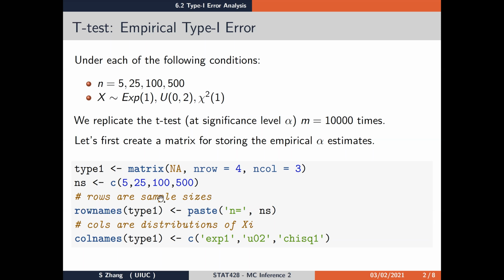And let's give the rows labels by doing rownames of type1. The row names will be given by n equals 5, n equals 25, n equals 100, and n equals 500. The columns will correspond to different kinds of distributions of x. So let's give them column names as well. The first column will be exponential 1, the second will be uniform 0, 2, and the third will be chi-square 1. So now we have a matrix of all NAs that we can use to store the results.